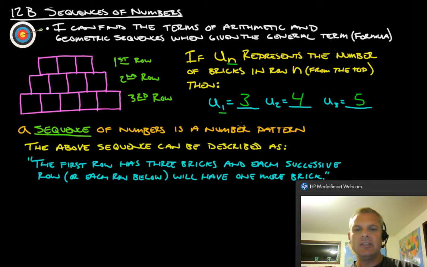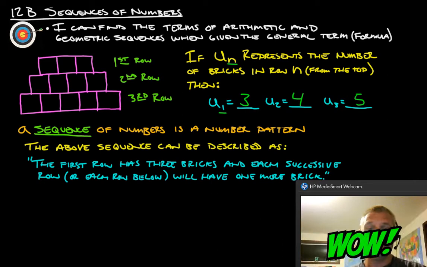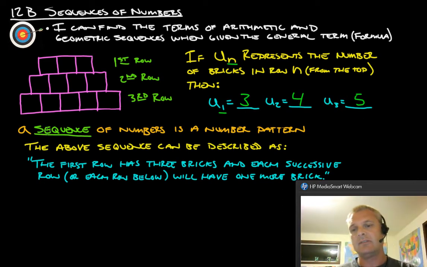The above sequence can be described as: the first row has 3 bricks, and each successive row, or row below, will have 1 more brick. Right? And then, again, I know you're saying, "Wow, that's fascinating." Yes. Well, that's how you describe a sequence of numbers.